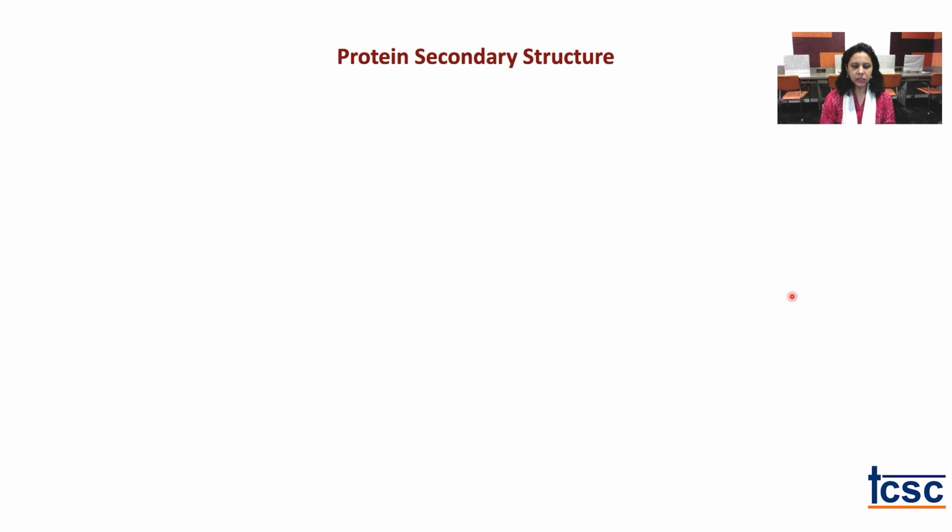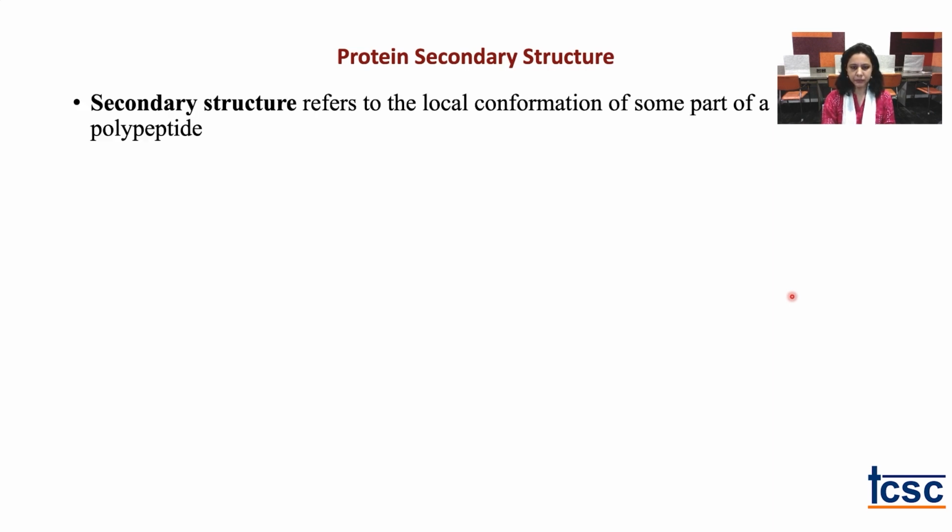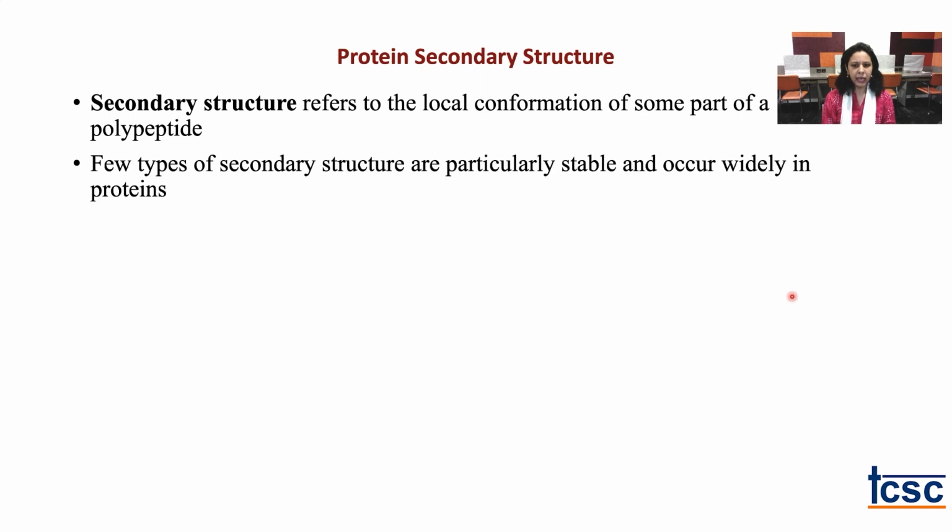So when the primary structure, that is the phi and the psi angles, take up certain values, that results in folding of the polypeptide chain, which basically results in the formation of the secondary structure of the proteins. So the secondary structure refers to the local conformation of some part of a polypeptide chain, and very few types of secondary structures are particularly stable. The reason is, as I mentioned before, that there are only certain values that the phi and psi angles can take. So, only they are stable.